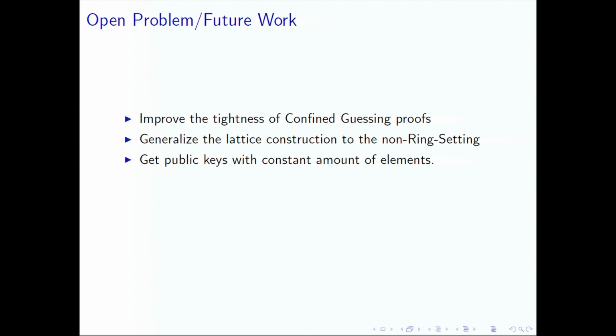One frustration about this work is that we had to switch to the ring setting to make it work. Is it actually necessary? Can we make it work for general lattices? Apparently, some people already have ideas about that. And finally, can we get public keys to be really a constant amount of elements instead of log n? Since we can do it for RSA-based signature scheme and also elliptic curve-based scheme with pairings, why can't we do it with lattices?